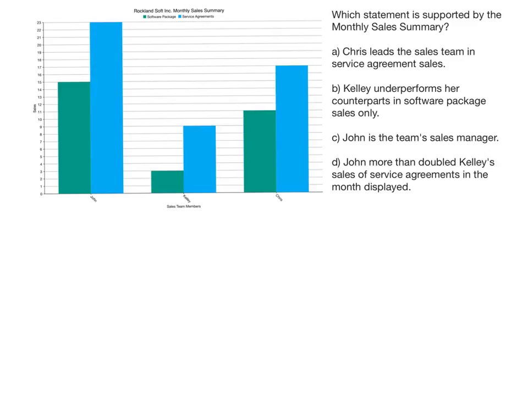And then D, John more than doubled Kelly's sales of service agreements in the month displayed. So we come over here to blue, service agreements. We look at Kelly's, which is 9. Then we look at John's. To double it, he would need at least 18. He has 23, so we know that is more than doubled Kelly's sales. And so we know that statement is supported by the chart here. Let me move on.